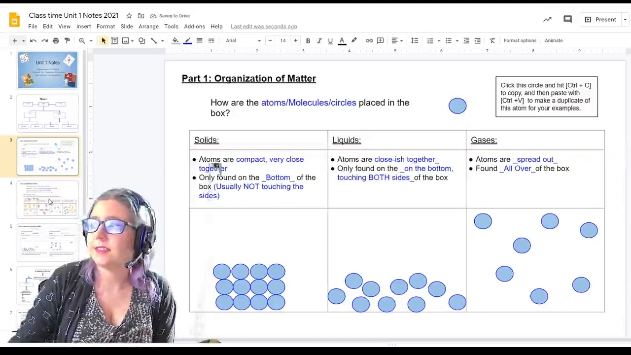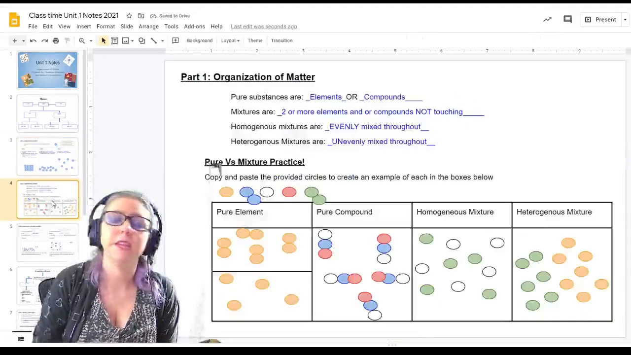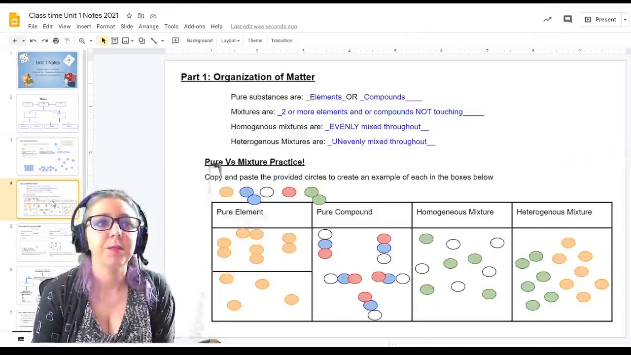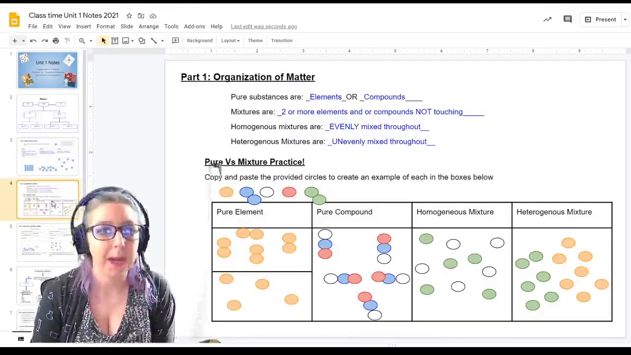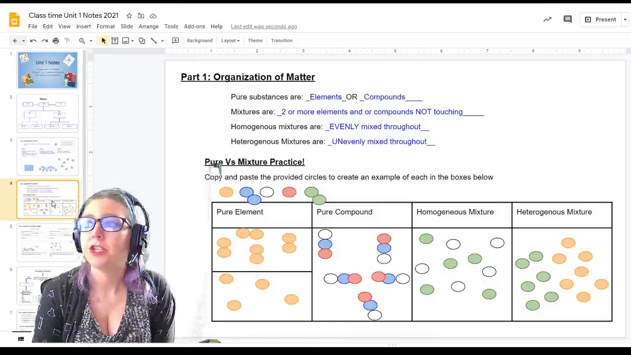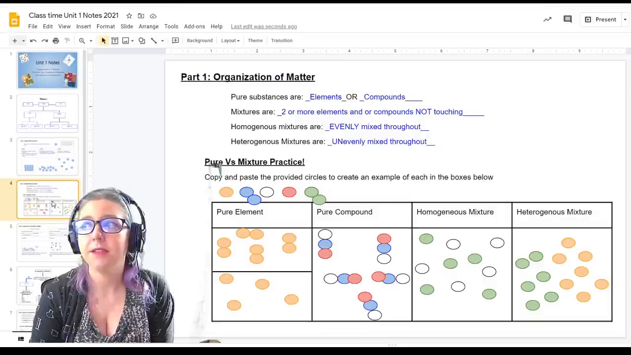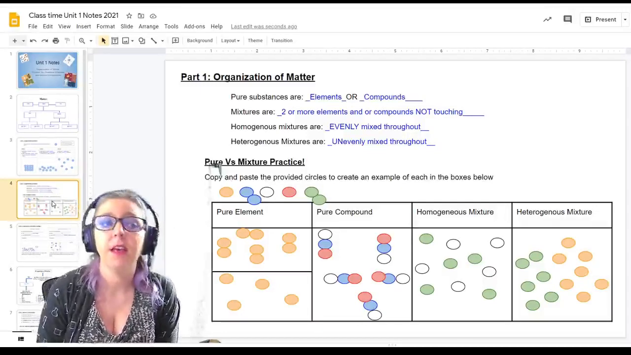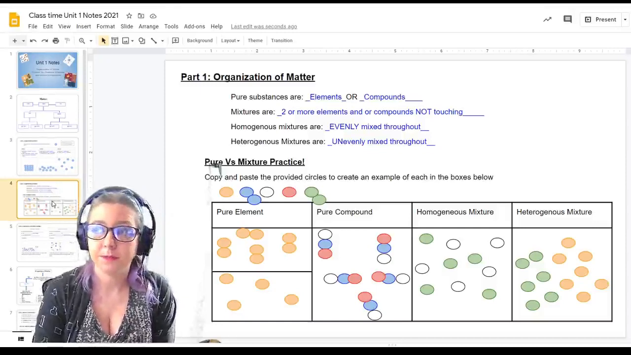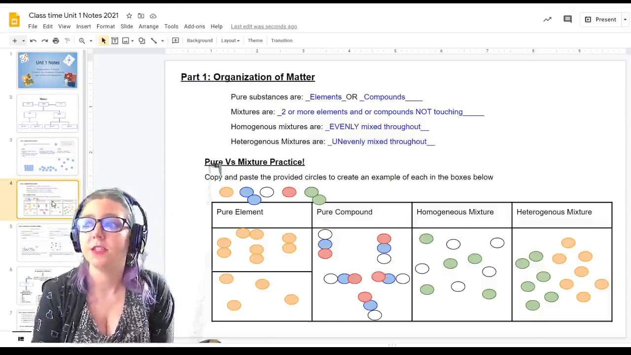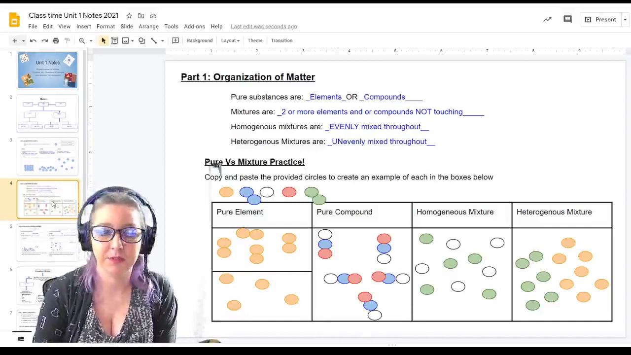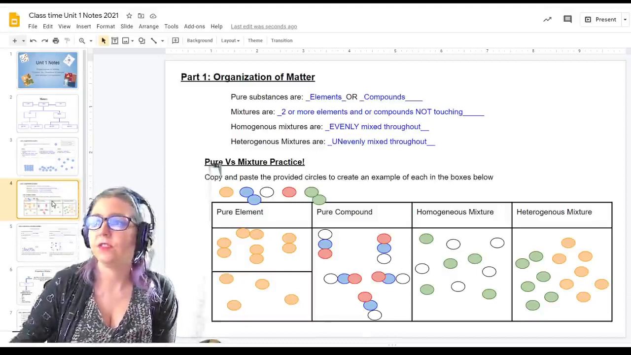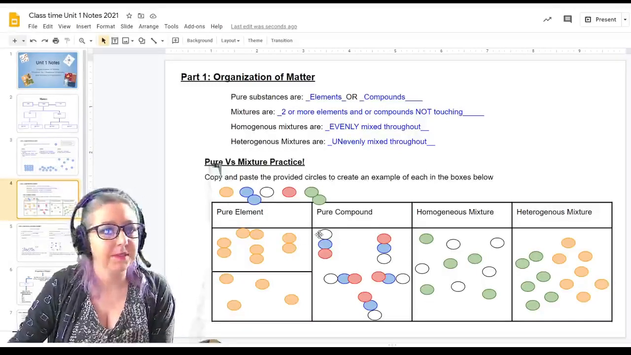Then we went on to the next slide. Organization of matter. So your pure substances are only when they are elements or when they are compounds. Mixtures are two or more elements and/or compounds that are not bonded together. Homogeneous mixtures are evenly mixed throughout, and heterogeneous mixtures are unevenly mixed throughout. So I had more circles to copy and paste to make examples here.